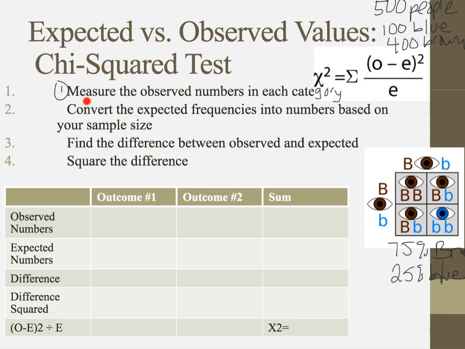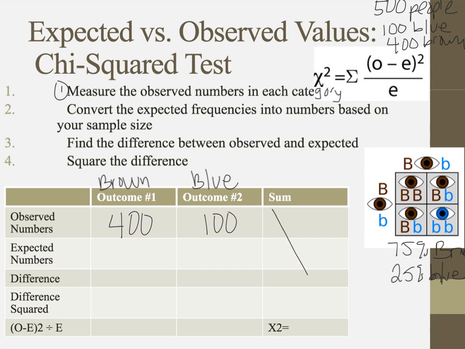So first step, measure the observed numbers in each category, and I'm going to write those in. Let's say this column is for brown, and this one is for blue. My observed numbers I'm getting from up here. I found that at McCaskey, 400 people had brown eyes and 100 people had blue eyes.